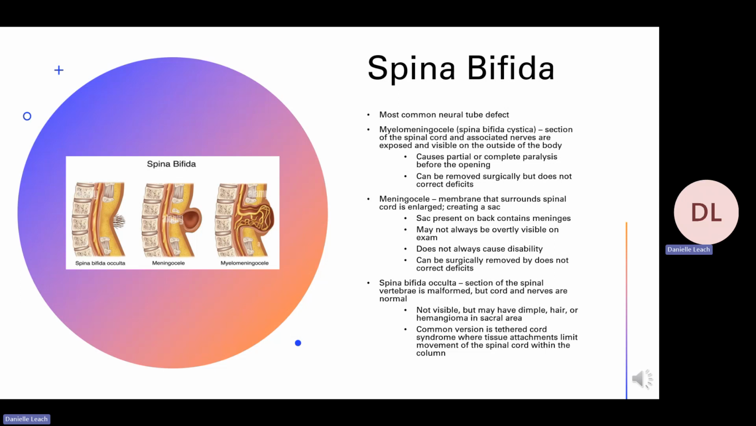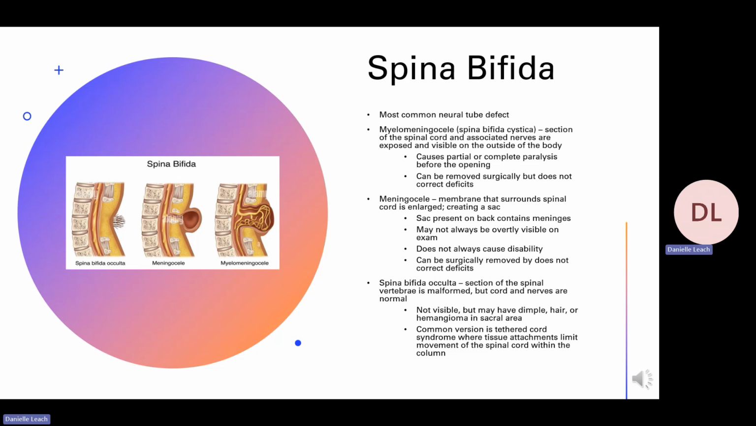It's not necessarily like the person is paralyzed like a quadriplegic, but usually it's the lower part of the body. This can be removed surgically, but that doesn't correct any deficits that the child may have. So if they do have paralysis of their legs, it's not going to just magically resolve the paralysis necessarily. They could also have other symptoms; problems with control of the bowel and bladder are also very common.